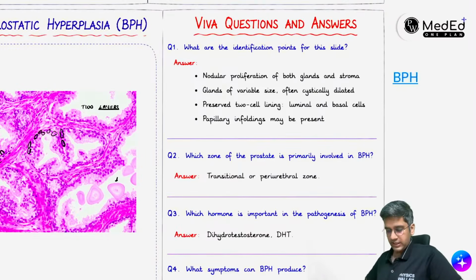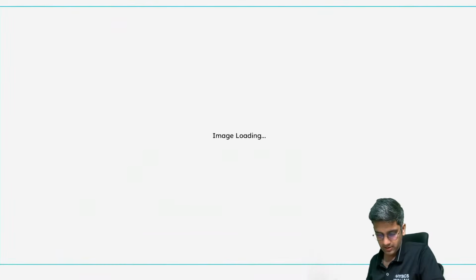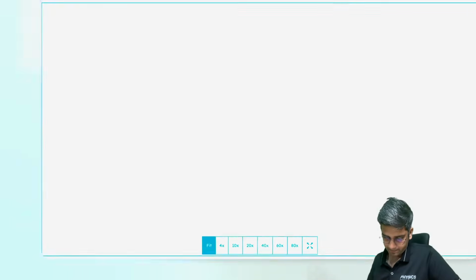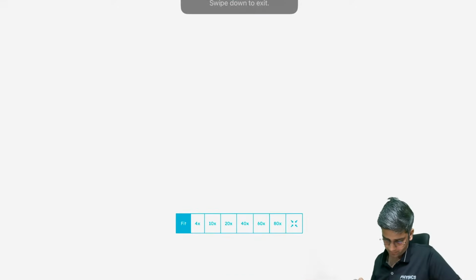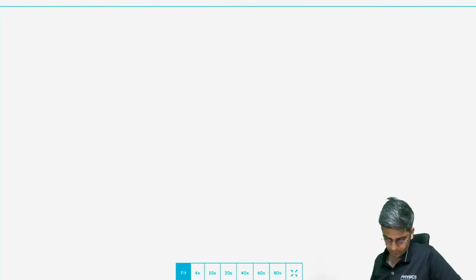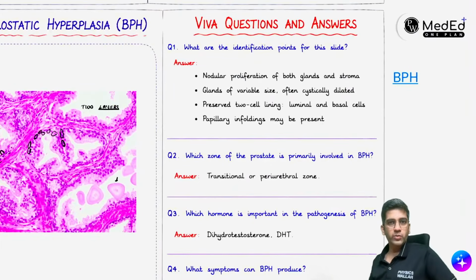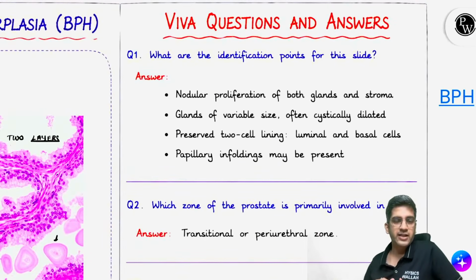This is not there in the Medit app. I hope it opens and I hope we'll be able to see them. These are our slides. The internet sucks. Okay, it's not opening. Fine. Apologies for that. Okay, let's look at the question. If it opens, I'll share the slides with you guys, right?